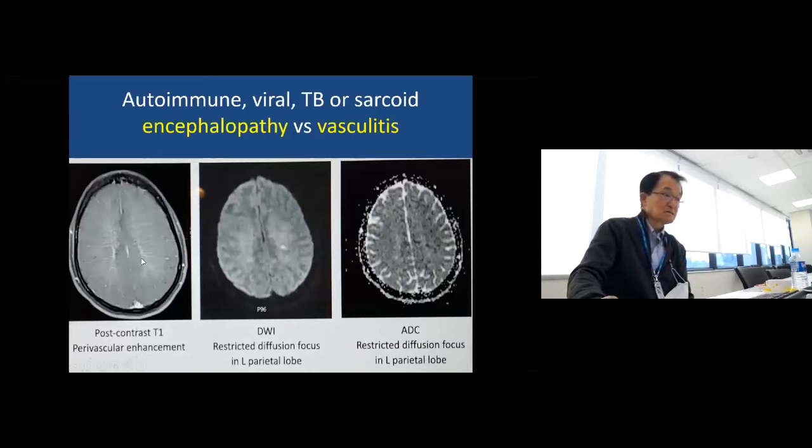So these are encephalopathy, but this encephalopathy could be related to virus, bacteria, or even sarcoid, or autoimmune. And they cannot separate which one it is. And also, it could be related to just non-specific vasculitis. So imaging shows anatomical results of inflammatory or infectious processes, but cannot pinpoint the cause.